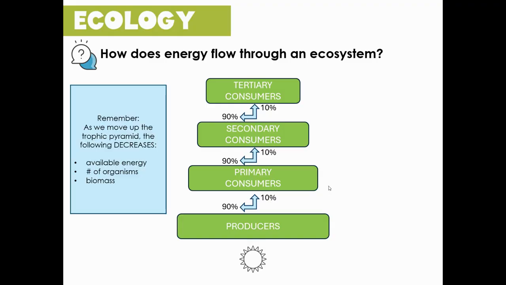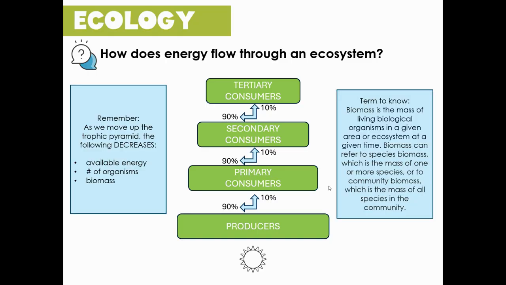I mentioned this before, but just make sure that you remember as we move up from one trophic level to the next, 3 things decrease. And this is why we have the pyramid shape, to remind us that as you go upward, the available energy decreases, the number of organisms decreases, and then the biomass decreases.